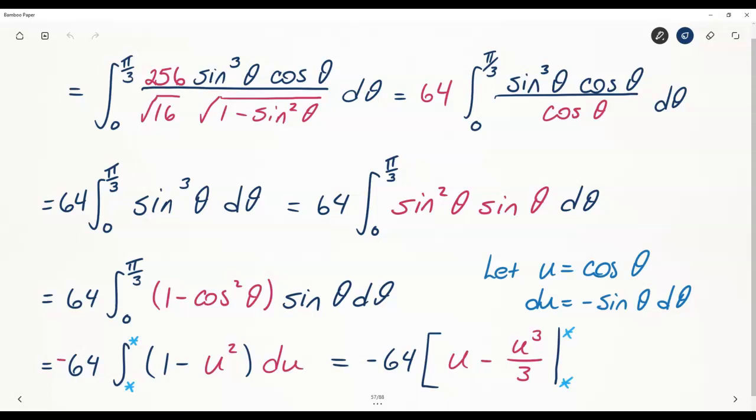So there's my integration of that polynomial in terms of u. And now I know what u is. U is cosine of theta, so this is going to be cosine of theta minus cosine cubed of theta over 3. Evaluated between 0 and pi over 3. As soon as I substitute back in theta, the limits come back in.